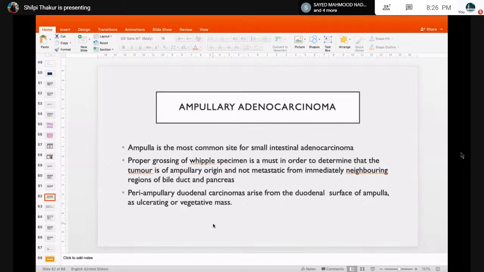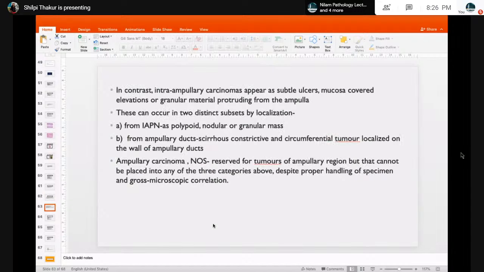But in different institutes, different ways of grossing this Whipple specimen are followed. Now, periampullary duodenal carcinomas arise from the duodenal surface of the ampulla as an ulcerative or vegetative mass. So mostly they will have this ulcerative or vegetative mass. Whereas if we see the intraampullary carcinomas, they will be subtle ulcers, and mucosa-covered elevations will be there. Granular material will be protruding from the ampulla. I could not include the gross picture of this, but I think WHO has a very good picture of this.